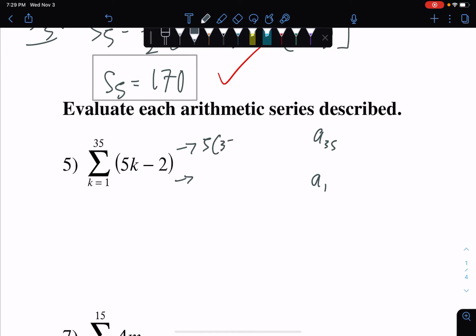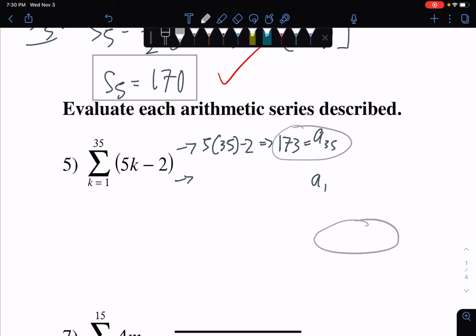So 5 times 35 minus 2, we get 173, which is equal to a sub 35. We'll encircle that. Just to let you know, whenever I encircle with my gray pen, it doesn't mean that it's a final answer. The final answer is always boxed. So just to keep you from confusion.